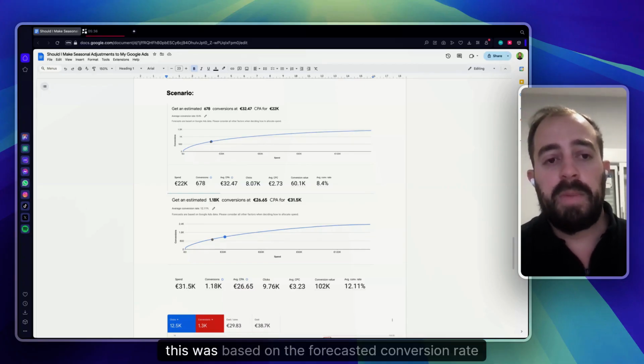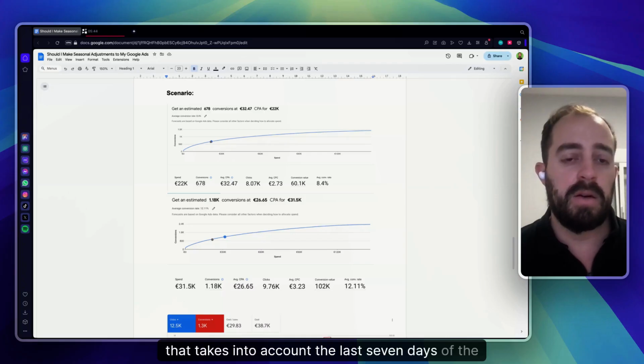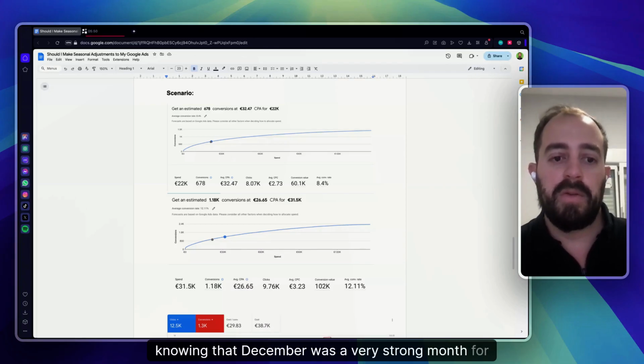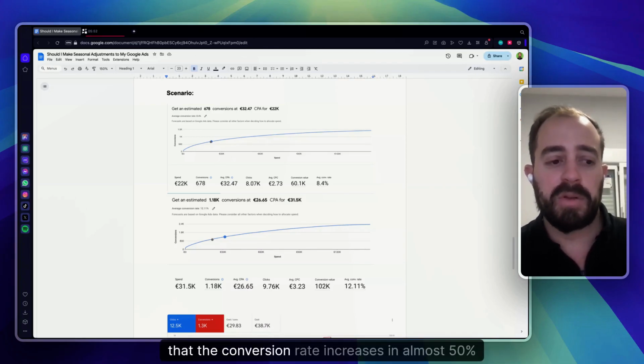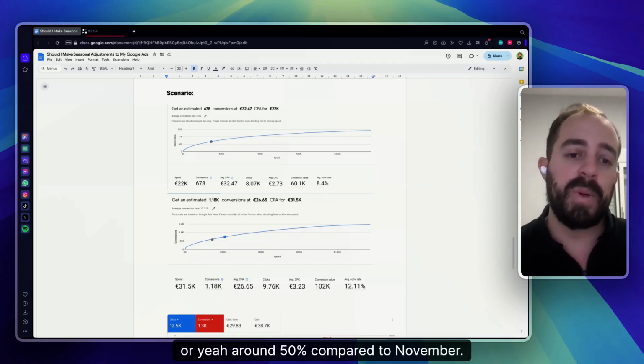However, this was based on the forecasted conversion rate that takes into account the last 7 days of the conversion rate to forecast the next month. However, knowing that December was a very strong month for the client, that the conversion rate increases almost 50%, or yeah, around 50% compared to November.